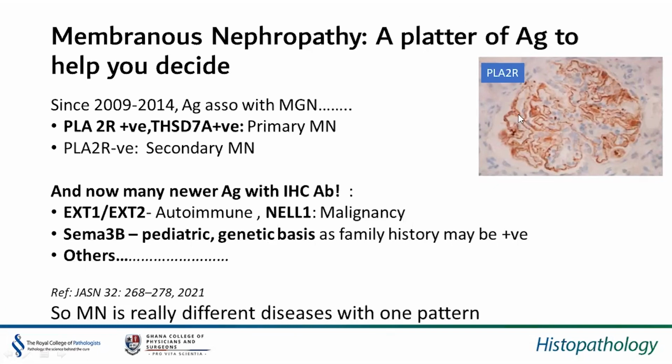And here you have the PLA2R staining by immunohistochemistry. You have to look for the PLA2R as granular staining along the basement membrane. The podocytes should not be positive. So it has to be present along the basement membrane. This PLA2R is seen along the base of the podocytes, and this is how it gets picked up on the IHC staining.